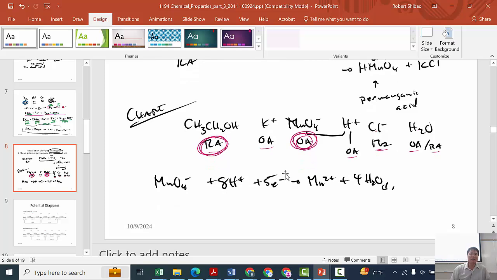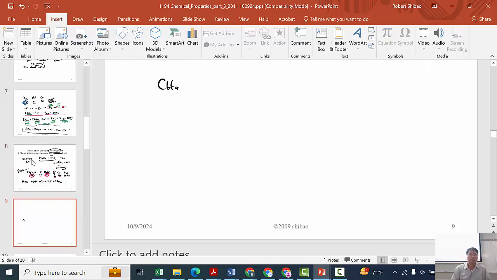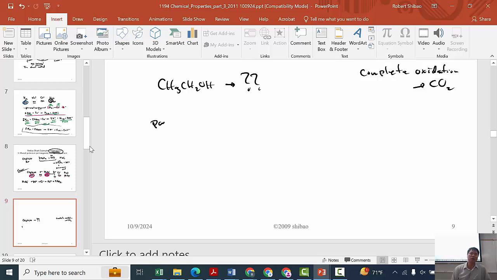But what about ethanol? Ethanol is not on the chart. And so what do we do about ethanol? You combust it. When you combust ethanol, what does it form? Carbon dioxide and water. This is what we call complete combustion, complete oxidation. However, it is possible to get partial oxidation.